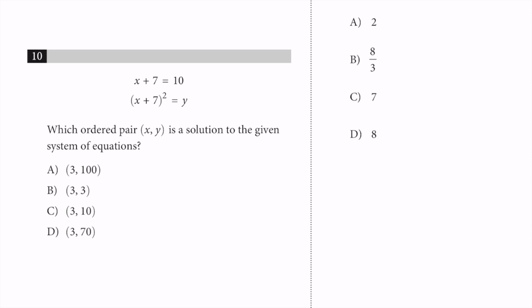All right, question 10. Which ordered pair x comma y is the solution to the given system of equations? So we can see right away that for the top equation, x will equal 3 because 10 minus 7 is 3. We can then plug that in. So 3 plus 7 squared equals y. 10 squared equals y. Y equals 100. And we know x is 3, so 3 comma 100. Answer choice A.